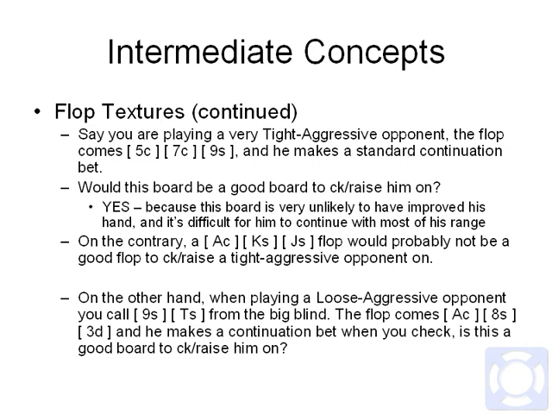Now on the other hand, when you're playing a loose aggressive opponent, say you call with 9-10 suited from the big blind, and the flop comes Ace 8-3, giving you a backdoor flush draw and a backdoor straight draw. Not really important. He makes a continuation bet when you check. Is this a good board to check raise him on? The answer again is yes.